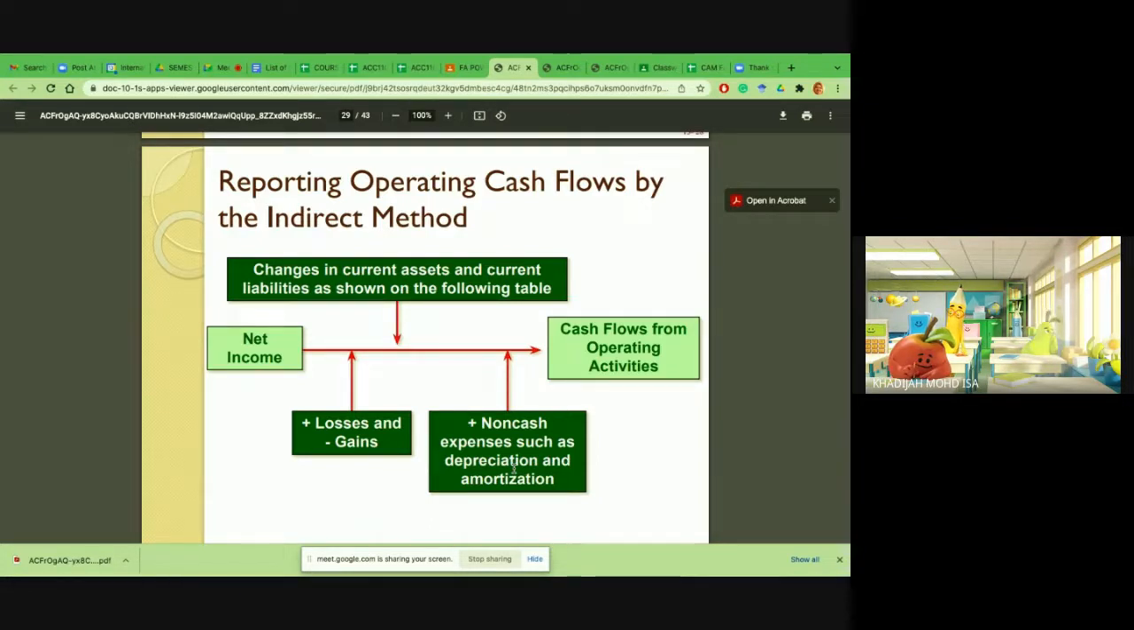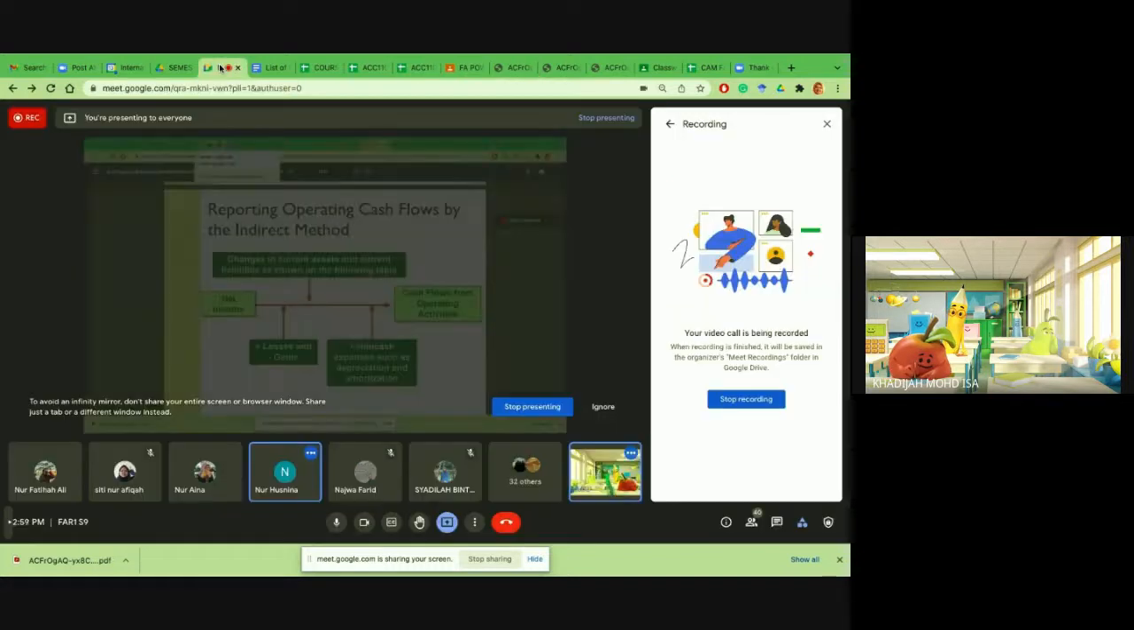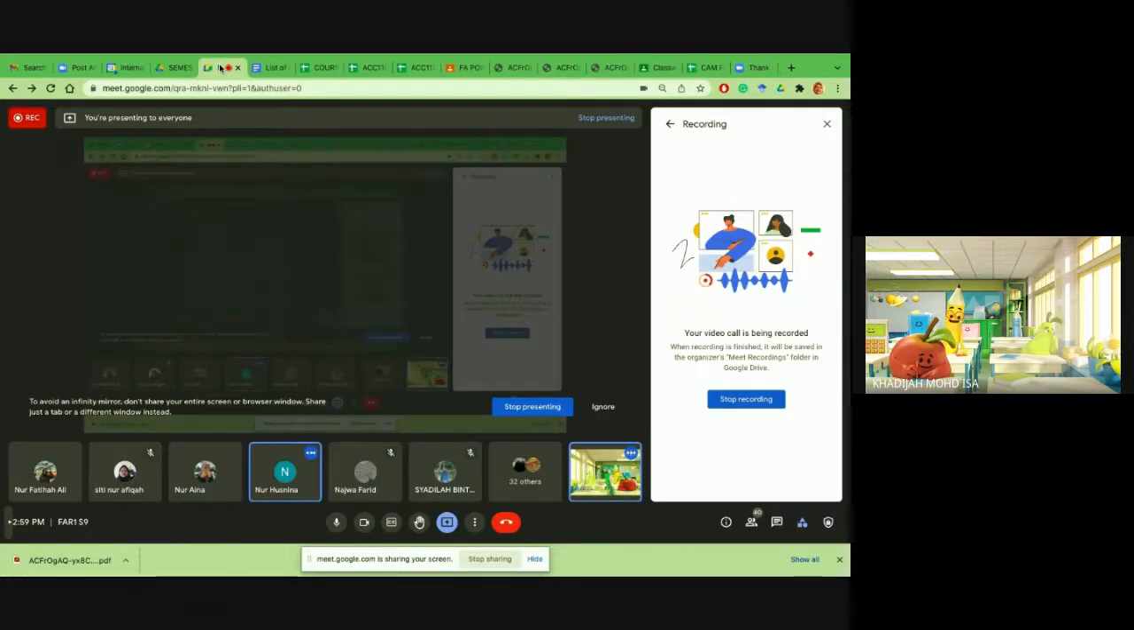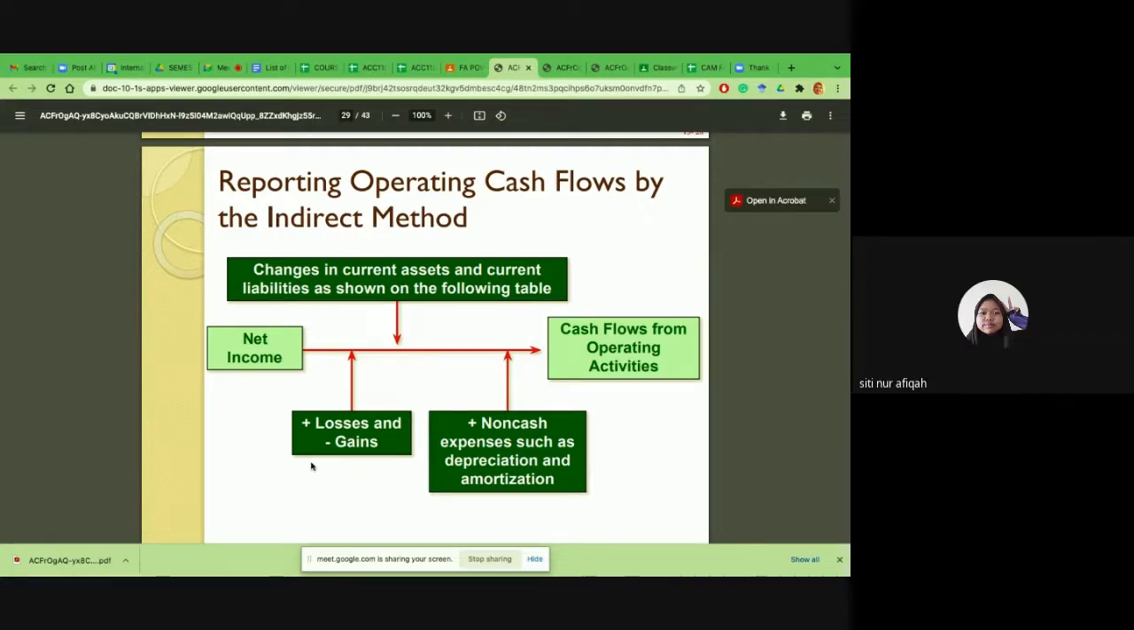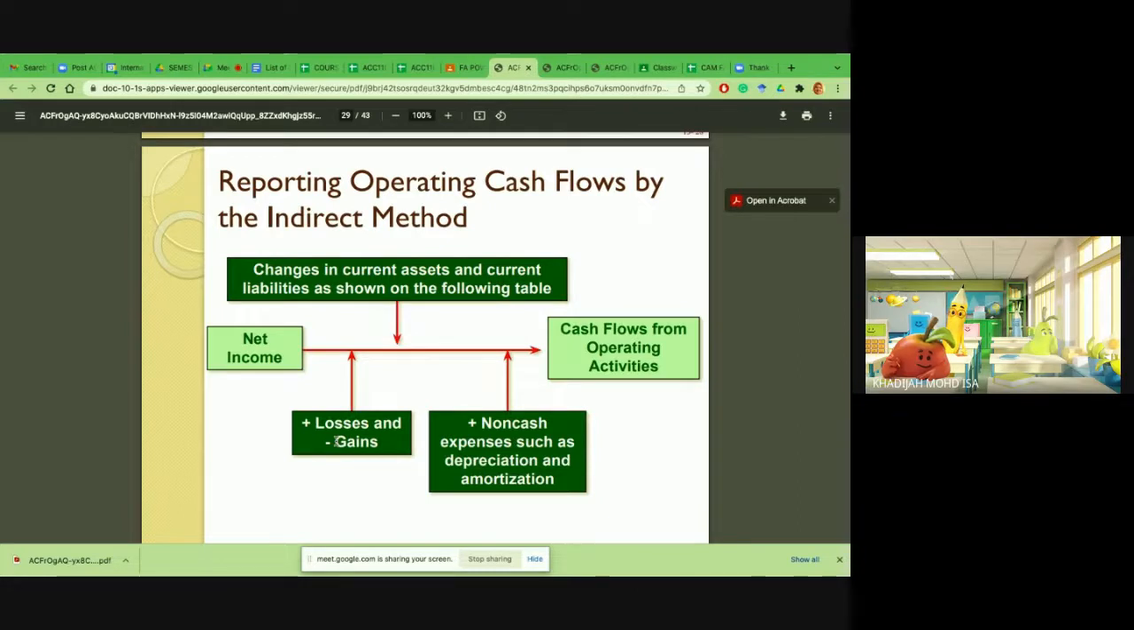All right. What about your gains? Why do you minus gains? Let us have Siti Nur Afika. Gains, if you have gain on disposal, why do you minus? I'm not sure, madam. Remember gain, right? Gain is an income. All right. So in arriving to net income, you add or you minus your gains.